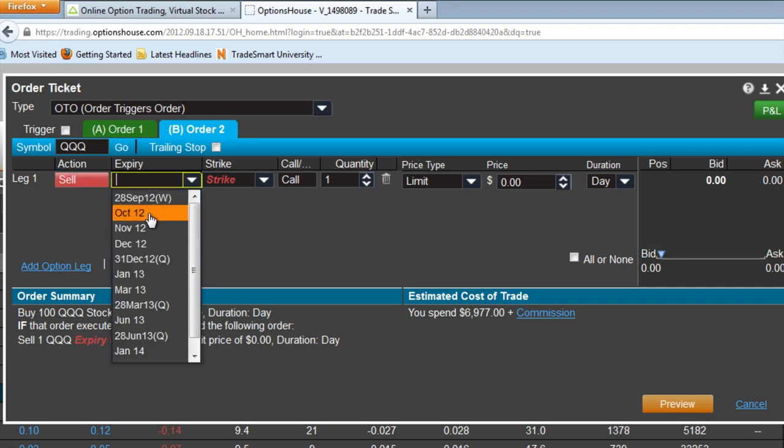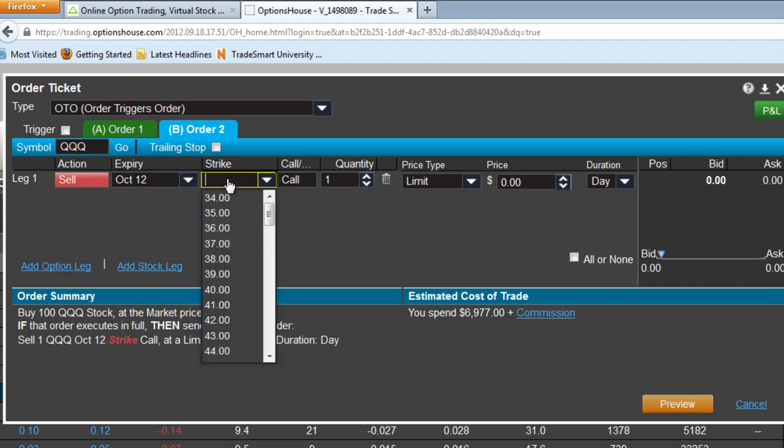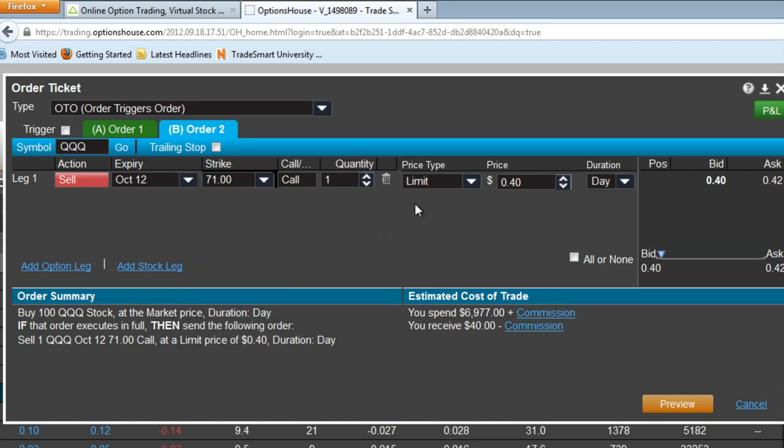Okay, so let's go out here. Let's sell the October, and let's sell above our current strike price. So we're going to be buying in the 69 range. Let's go up here and let's sell the 71. Okay, let's sell it for a market.